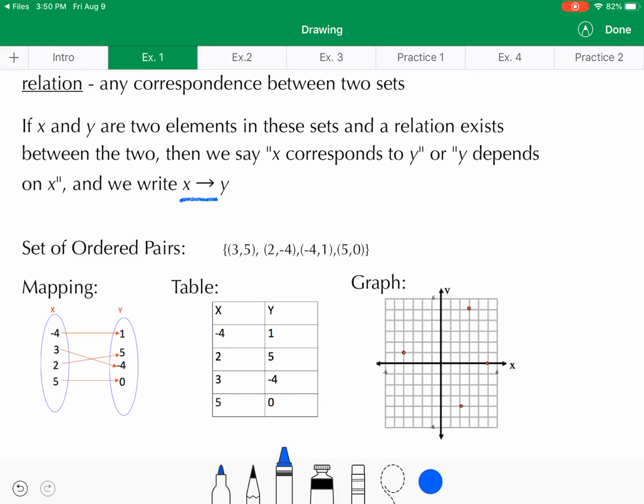Relations can be represented several different ways. You've seen sets of ordered pairs before. You could do a mapping. Notice on the mapping, you just write out your x values first, and from there you draw arrows pointing towards the y value that they correspond to. You could represent them in a table or a graph as well. Okay?